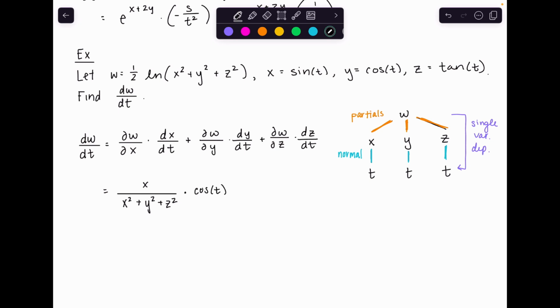Then if I look at dx dt, derivative of sine is just cosine of t. Okay. Now we do the same thing, but now I'm going through y. And thankfully, this is going to really be the same for each of them, just a different variable in the numerator. Because I'm going to get 1 over the inside, and then chain rule, a 2y gets attached. So the 2 and the 1/2 cancel. So this derivative is y over x squared plus y squared plus z squared. And then the derivative of cosine of t is going to be negative sine of t.